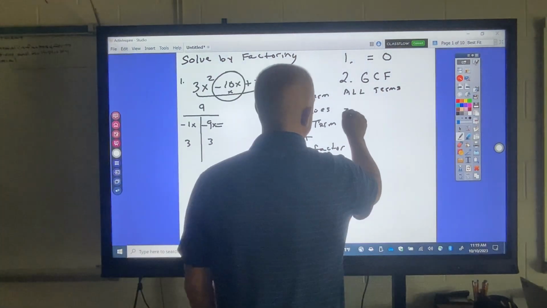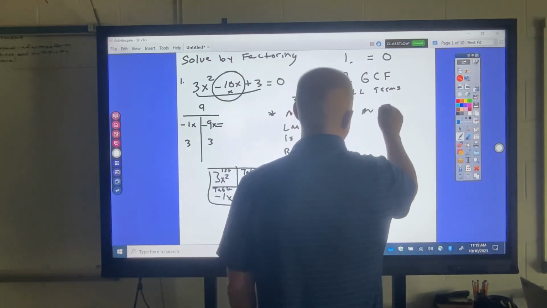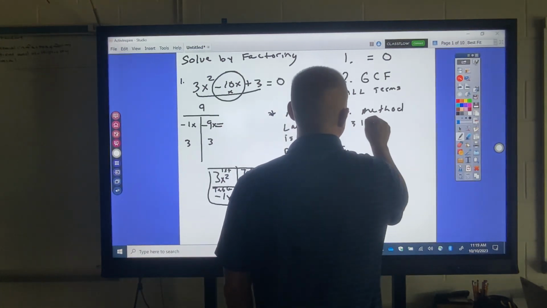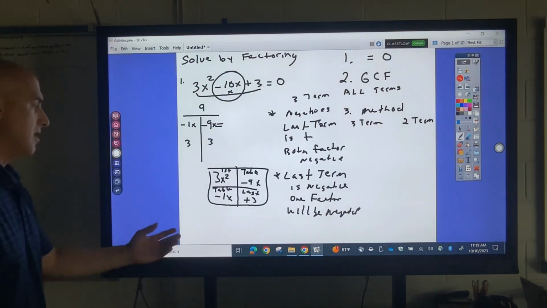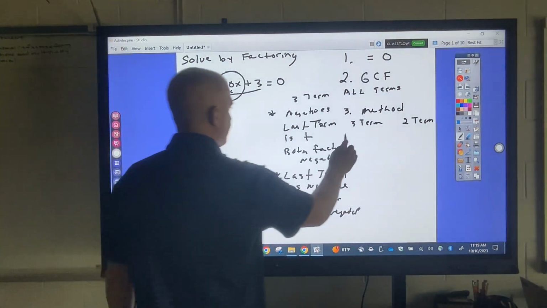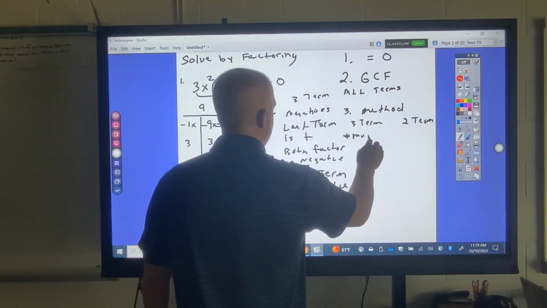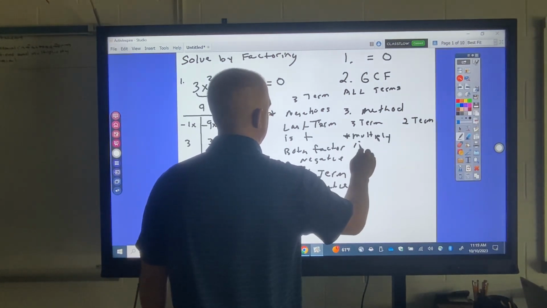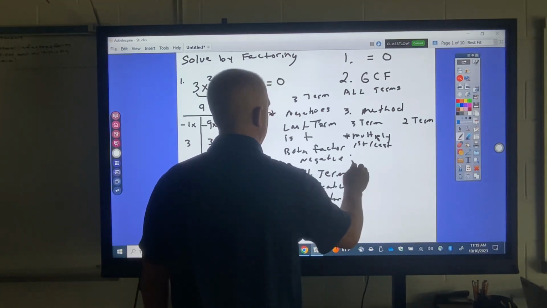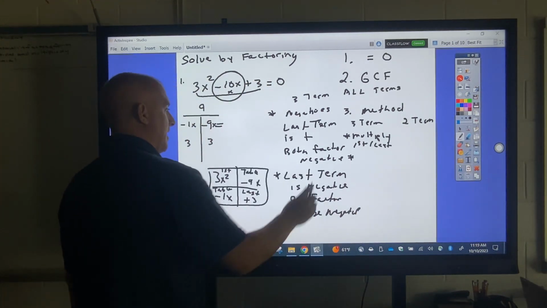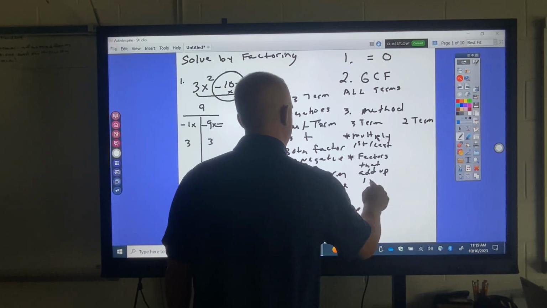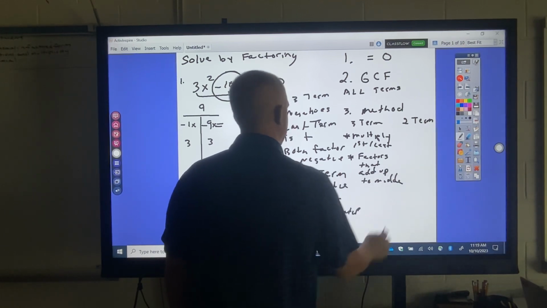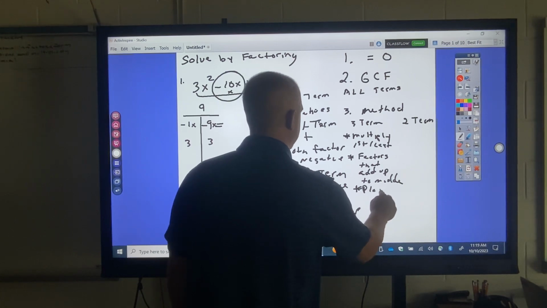So step 1 is GCF, and then step 3 is whatever method. Is it a 3 term or a 2 term? We're going to talk about those. For a 3 term, multiply first and last, find factors that add up to the middle, and place them in the box.